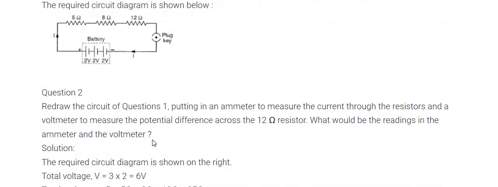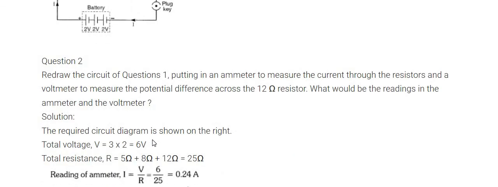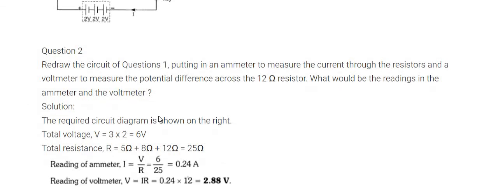Now let's move further. Question number 2: Redraw the circuit of question number 1, putting an ammeter to measure the current through the resistor and a voltmeter to measure the potential difference across the 12 ohm resistor. What would be the reading in this ammeter and the voltmeter?